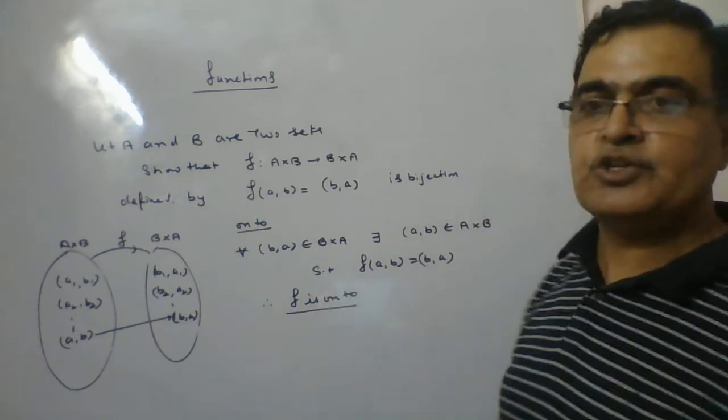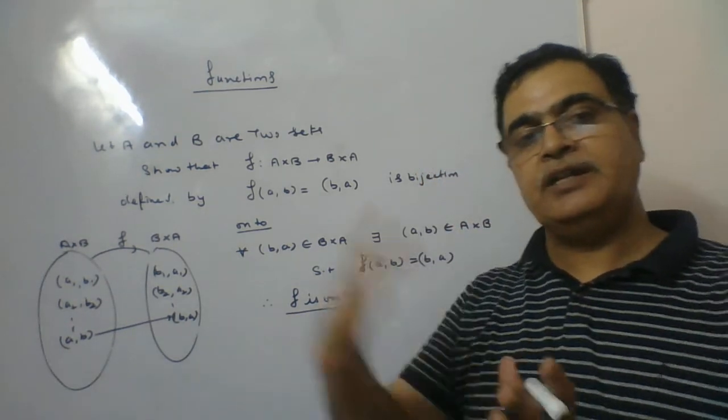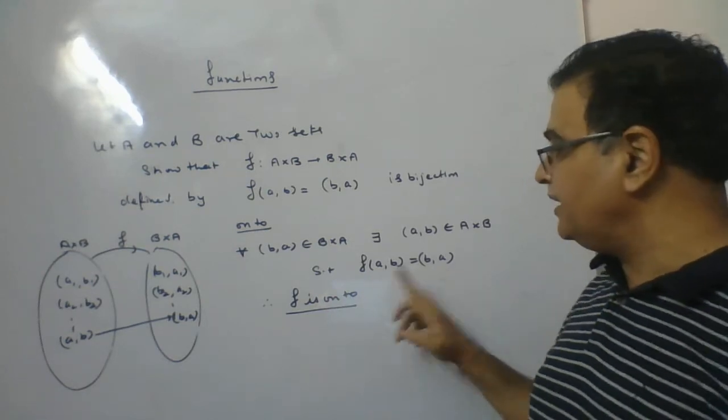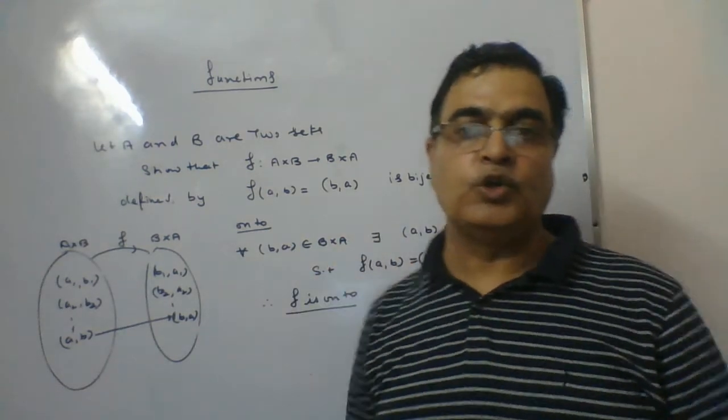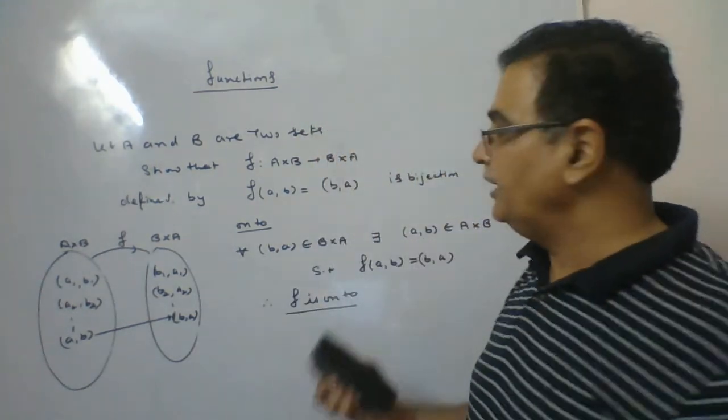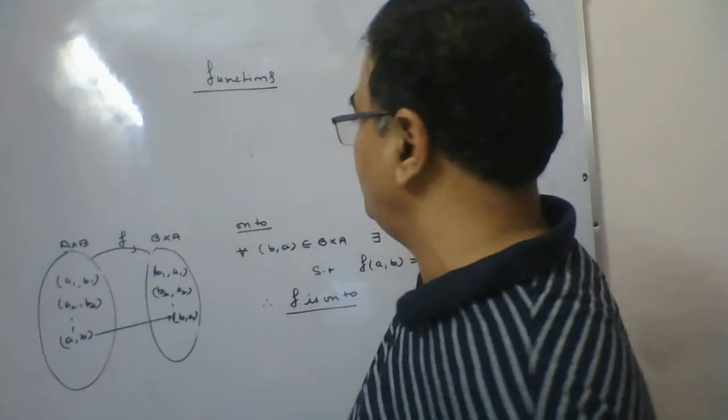So it's a simple question. You should know that for every (b, a) there is (a, b). So that means f(a, b) is (b, a). So every (b, a) has (a, b) here. So f is an onto function that you can have. Very small question I'll take in this case now. A 1 mark question is there.